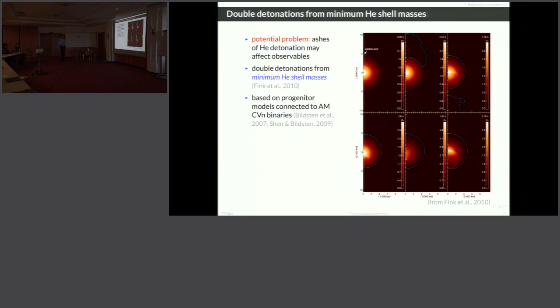And so Michael Fink set up a sequence of models that were based on progenitor models that are connected to the AM CVn binaries. So these were models computed by Lars Bildsten and Ken Shen and collaborators. And here's a sequence of snapshots from a typical simulation. So we have the carbon oxygen core and a helium shell around this. This is actually enclosed by these two dashed lines.